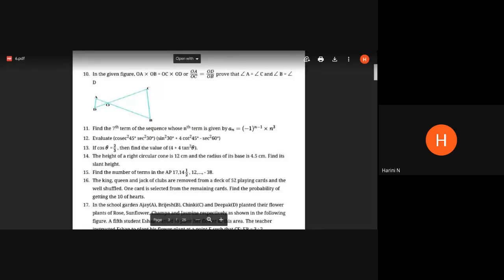Then secant 60 is the reciprocal of which ratio? Cos 60. So cos 60 I know is equal to 1 by 2. So what will be secant 60? The reciprocal of 1 by 2 is 2 itself. So now you have the values of all the 5 specific angles. Substitute them properly and get the result.